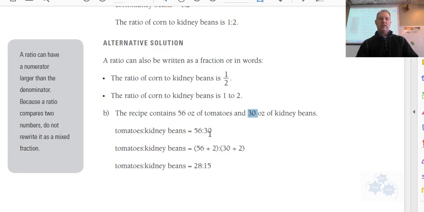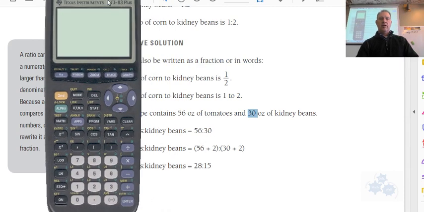Well, all you have to do is find a number that divides evenly into both of those. And so if you want to reduce a ratio, that's all you do. You can get on your calculator. So let's just clear this. And I've got 56 and 30. And you could say, all right, is there a number where I could divide both of them by the same number and get a whole number answer?